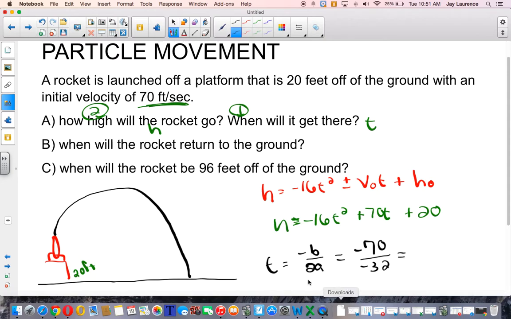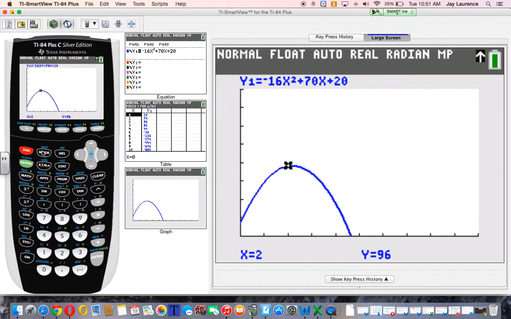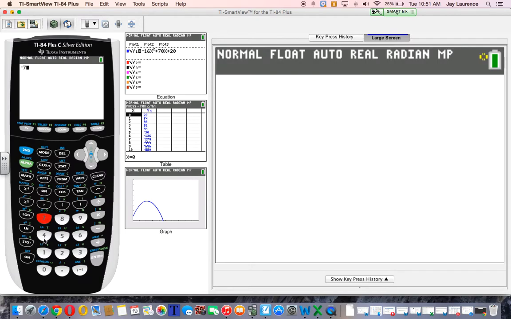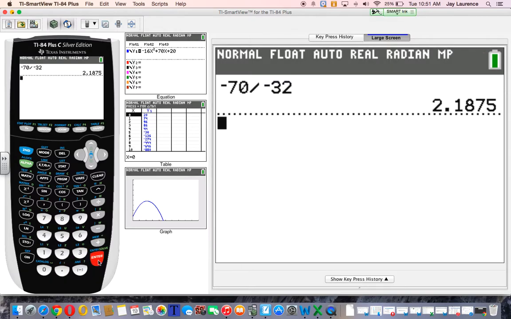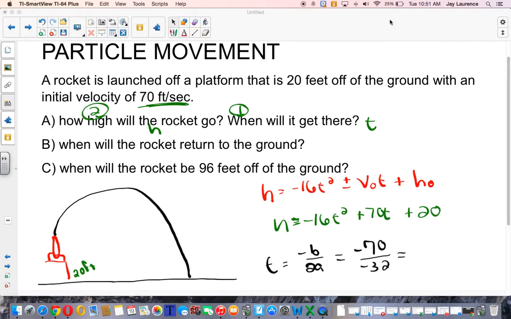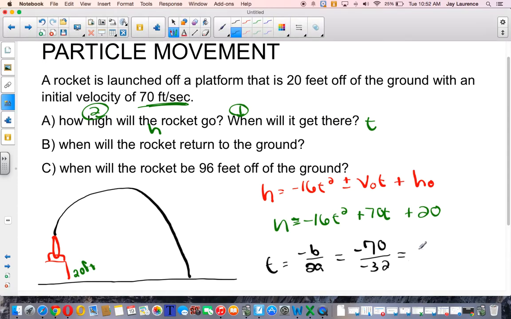And when I divide that, let me see, where's my calculator here? Negative 70 divided by negative 32, and that would equal about 2 and 1900ths, roughly. Now I'm going to use that whole decimal when I do my calculations, but right here I'm going to write down 2 and 1900ths. So I've got about 2 and 1900 seconds. So that's how long it's going to take to get to its maximum height.